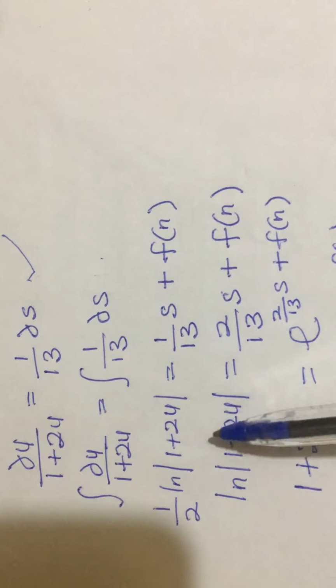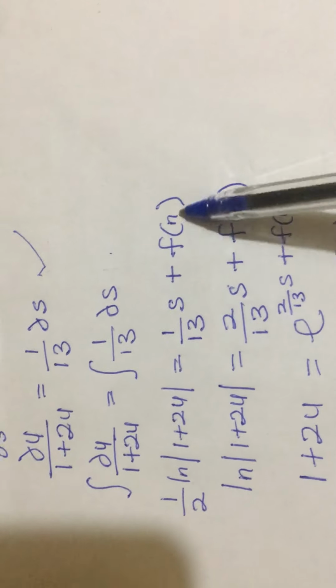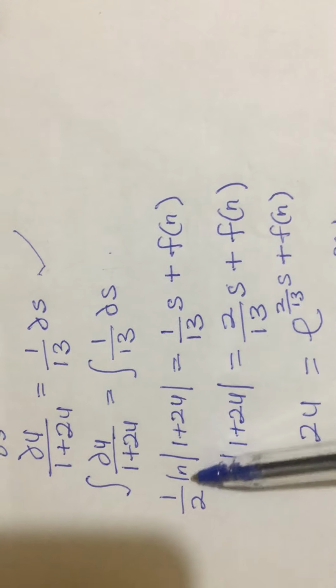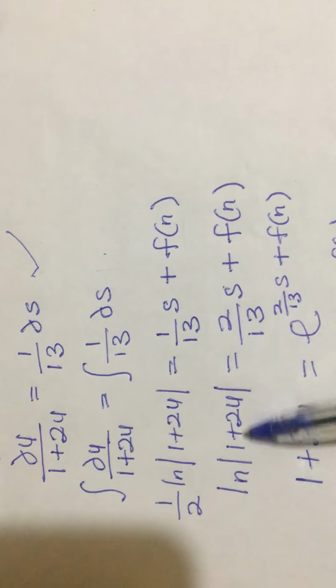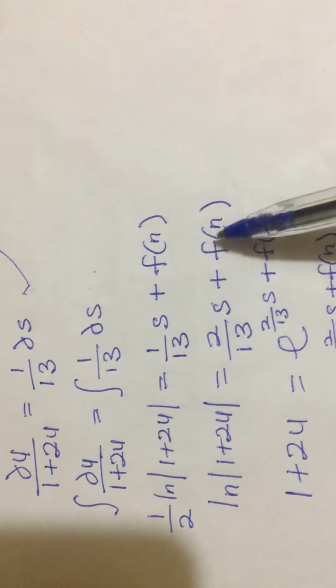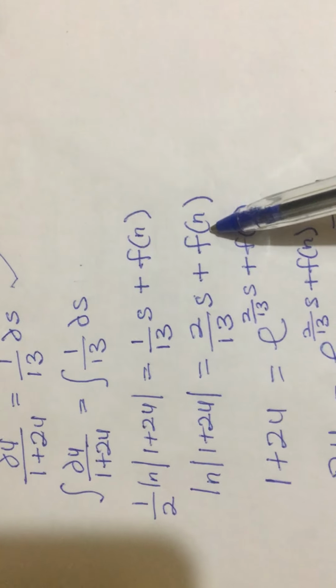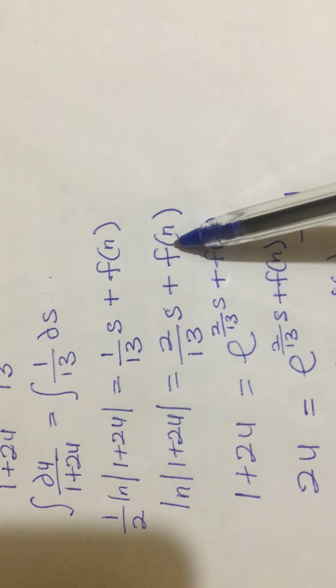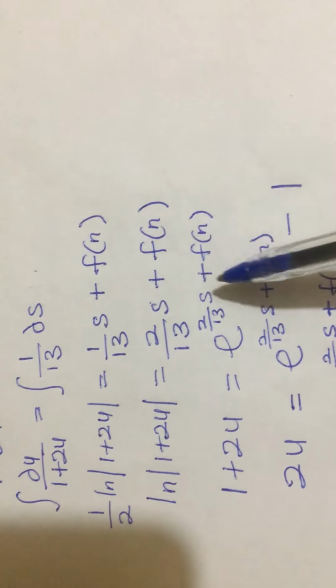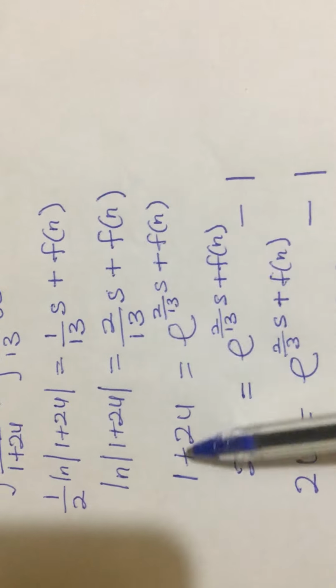So from here, what you do is that you multiply both sides by 2. So this and this will cancel out, and then our 2 will be here. So when you multiply a constant by 2, you are still getting a constant. So that's why we maintain the f of n.